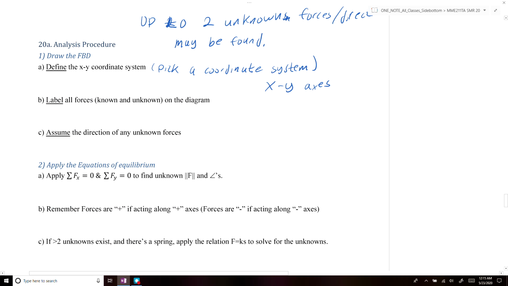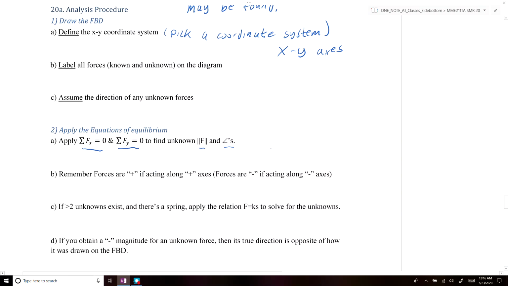The second thing you're going to do, once you have your free body diagram, is apply the equations of equilibrium. So you apply the sum of the forces in the x and the sum of the forces in the y, to find the unknown magnitudes of your forces and the angles. Remember that forces are considered positive if they act along positive axes. Obviously, if forces are negative, they're acting along the negative axes.